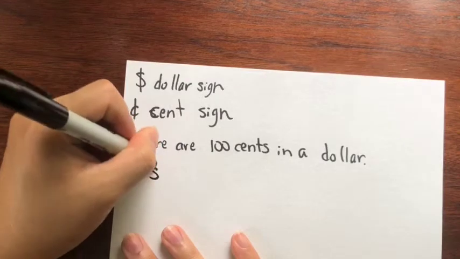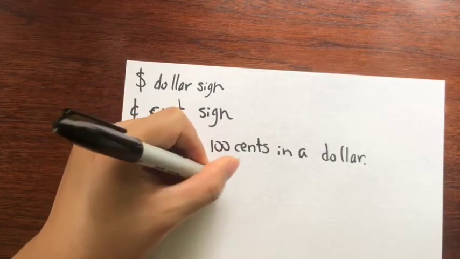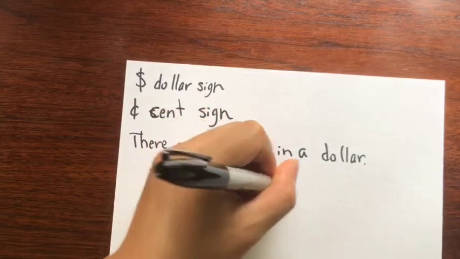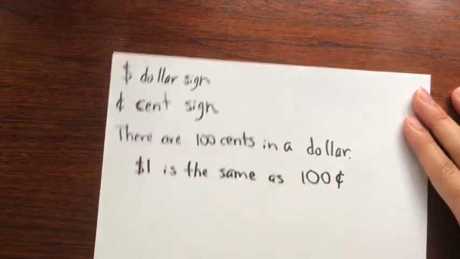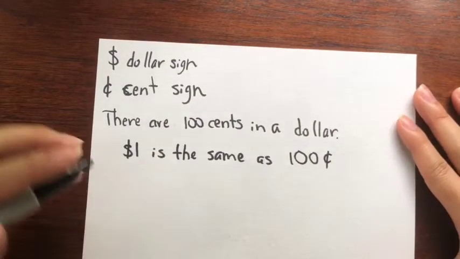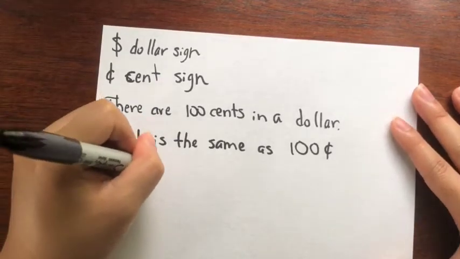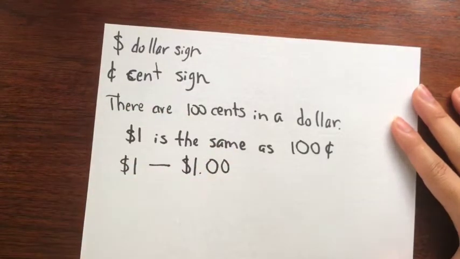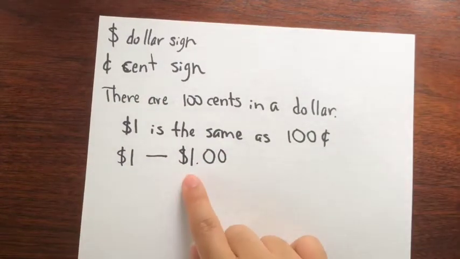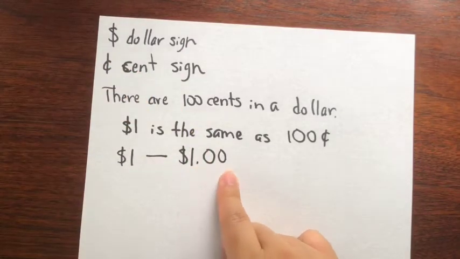So $1 is the same as 100 cents. So we can write $1 like this, or we can write it like $1.00. We can write $1 and then we write the period 00. This means $1.00.